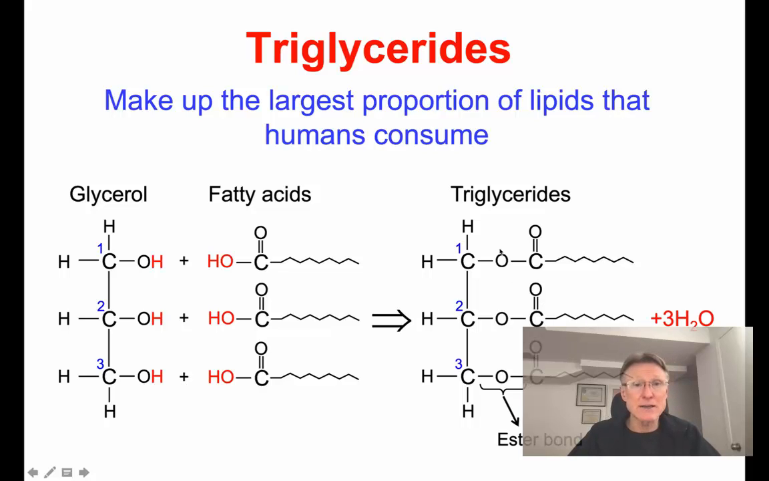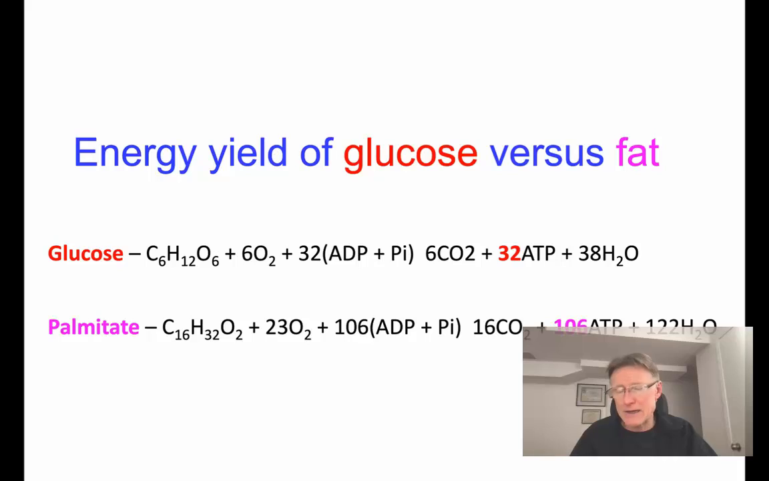That's the story with triglycerides. And just to give you an idea of the energy yield when you compare glucose and fat: if you take 1 molecule of glucose and oxidize it, the net gain of energy in terms of ATP is 32. If you take 1 molecule of palmitate, which is one of those fatty acids, it has 16 carbons, you see that you get 106 ATPs. So the energy yield is substantially higher when you oxidize fat than when you oxidize glucose.